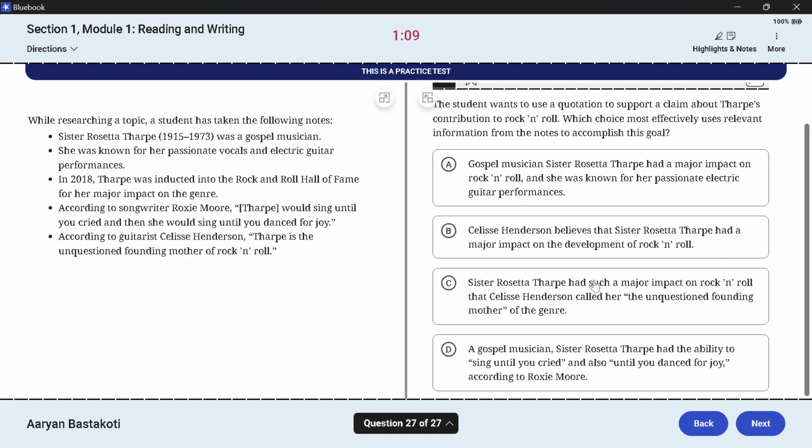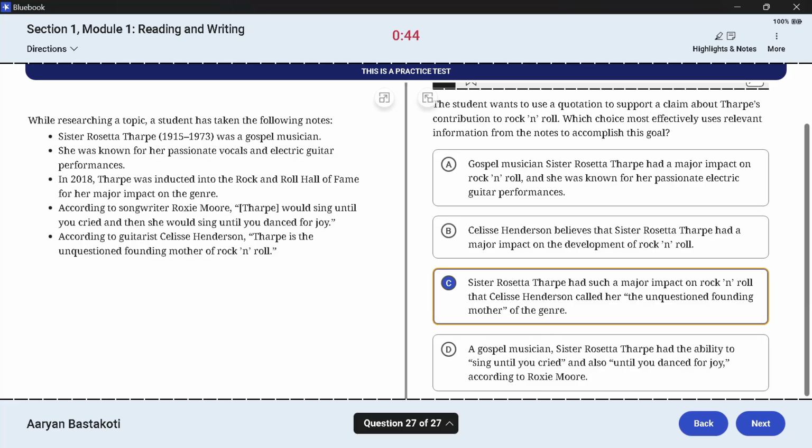Sister Rosetta Tharpe had such a major impact on rock and roll that Celeste Henderson called her the unquestioned founding mother of the genre. The student wants to use a quotation to support a claim about Tharpe's contribution. This might be the right answer. A gospel musician, Sister Tharpe had the ability to sing until you cried and also until you danced for joy, according to Roxy Moore. Okay, both of these seem like the right answer.